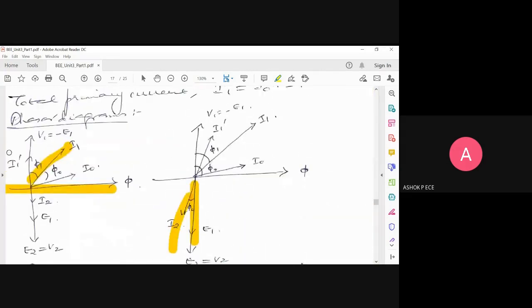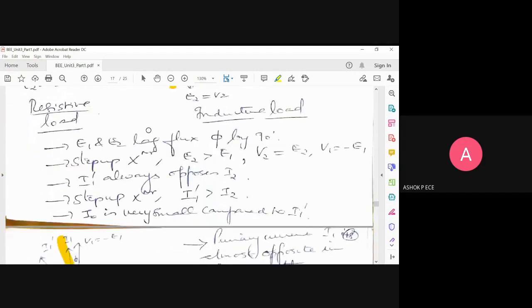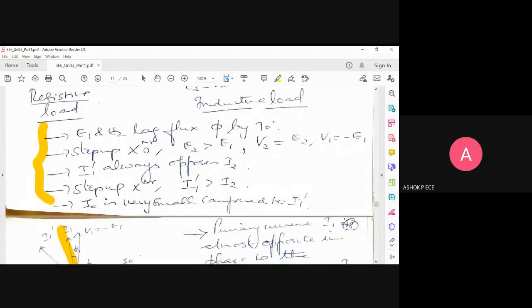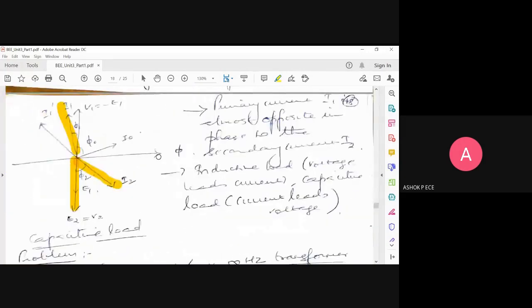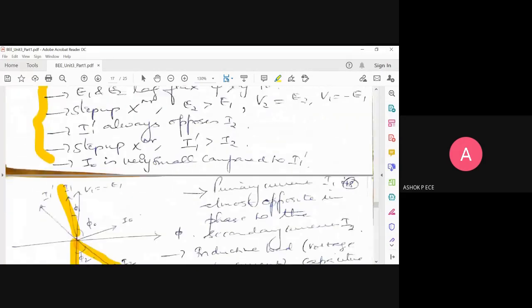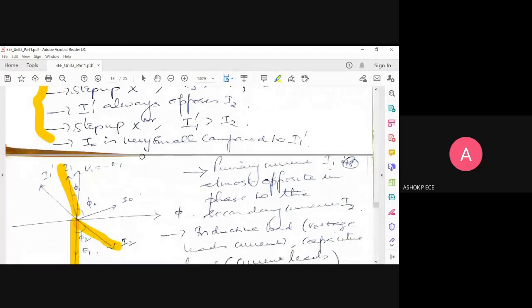First you have to draw the basic phasor diagram with phi, V1, E1, E2. If you know these things, then drawing current should be very, very simple. So the steps I have given, see here: E1 and E2 lag phi by 90. Step up transformer means E2 is greater than E1. I1 dash will always oppose I2. So I2 and I1 dash will be in opposite directions only. I2 will be diagonally opposite to I1 dash. In the three diagrams you see, I2 and I1 dash will be in a straight line, diagonally opposite to each other because of opposing flux.